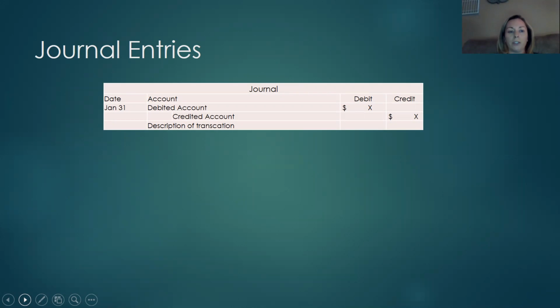The date on this example is January 31st. Debited account, so this will be a title of an account, so maybe it's cash or something like that, but the first one is always listed as your debited account, and then the amount that is going to be debited is going to be in that first column under debit, represented by the X. And then there's going to be an account that is going to be credited, which is the second account, which is indented, and that's going to be the credited account and where the money is coming from, or the opposite account, so they should match. And then you're going to have underneath that a description of that transaction, just so people know what that transaction was for, and just to give a little more insight.